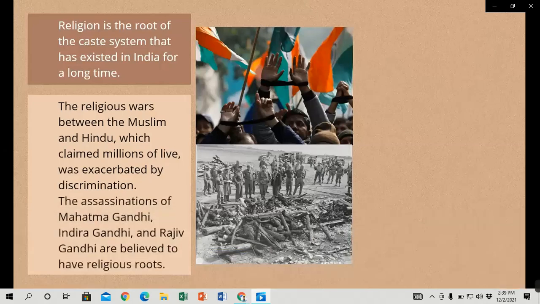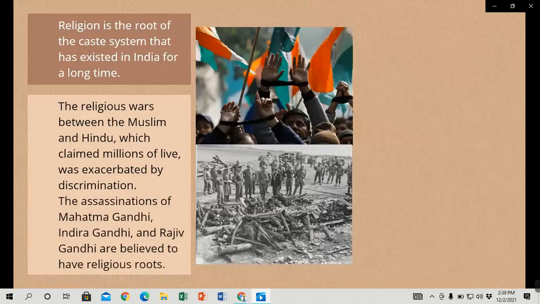The assassinations of Mahatma Gandhi, Indira Gandhi, and Rajiv Gandhi are believed to have religious roots. We know that Mahatma Gandhi was assassinated. They believe, especially regarding the death of Mahatma Gandhi, that it was religiously related.